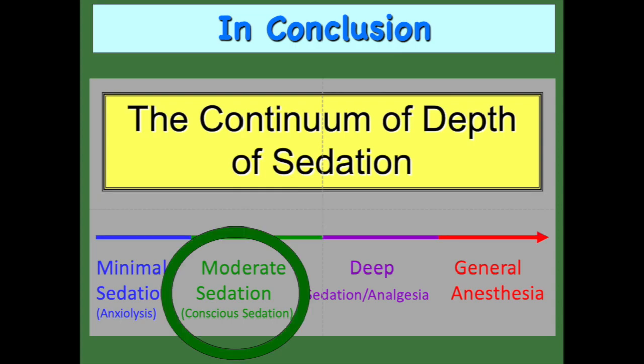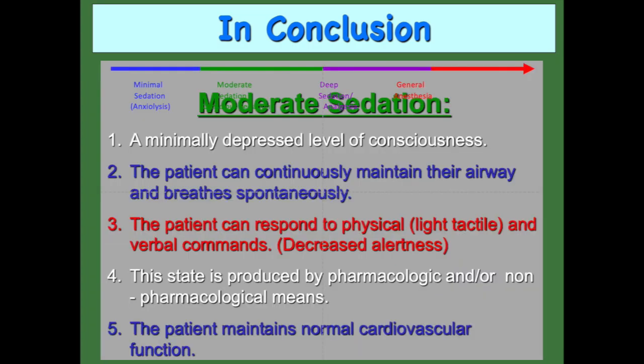With moderate sedation, also called conscious sedation, the patient has a minimally depressed level of consciousness. They are able to talk with you. If you want them to tilt their head up in the air, they'll be able to do that. If you want them to turn their head to the left or to the right, or if you want to ask them questions, they should be able to respond to you. When they get into deeper levels of sedation, we're going to start to lose these protective abilities. In moderate sedation, the patient continuously maintains their airway and they're breathing spontaneously, so they're on their own. And they can respond to light touch and verbal commands.